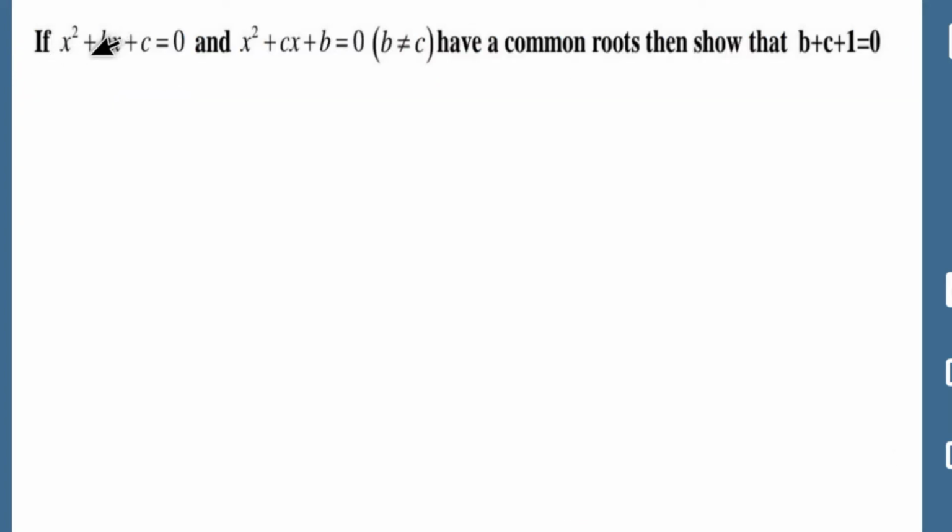This is also an important question. These two quadratic equations have a common root. Then show that b plus c plus 1 equals 0. So if these two equations have a common root, we have to prove this.